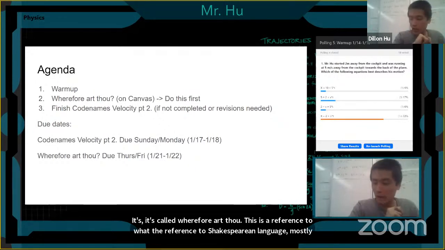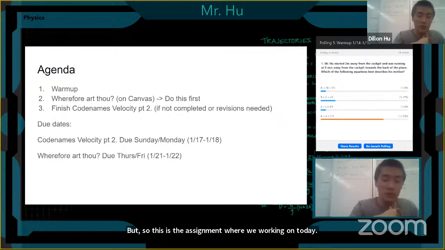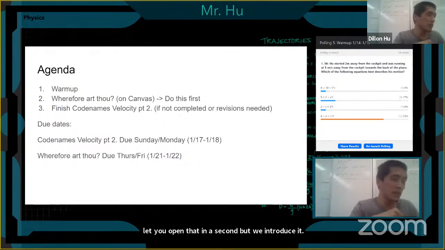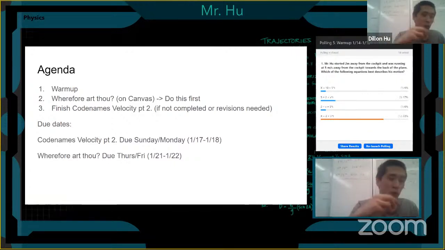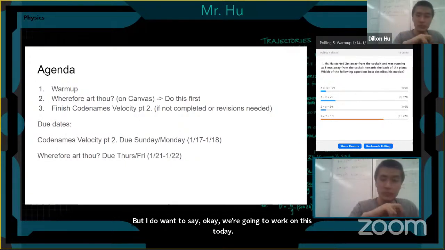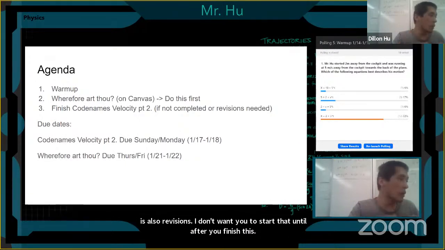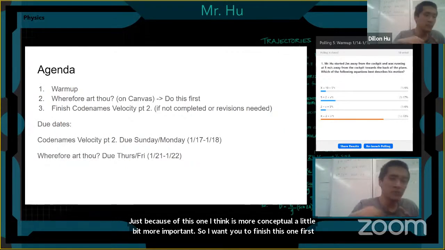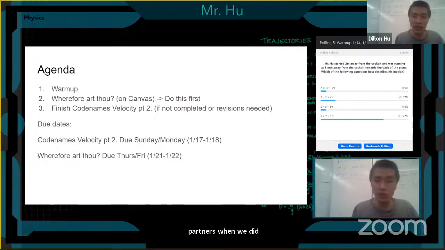I know that we still have to work on our last assignment, our Cohen's velocity. Some of us haven't finished it yet, but some of us have revisions. I don't want you to start that until after you finish this, because this one is a little bit more conceptual and a little bit more important. So finish the one we're doing today before you go back and finish or revise it. The Cohen's velocity part 2, the one we did on Monday, is due Sunday, Monday, which is this coming weekend. And the assignment we're working on today is due next Thursday, Friday. But I'm hoping we should be able to finish most of this one today. So that's the plan for today.